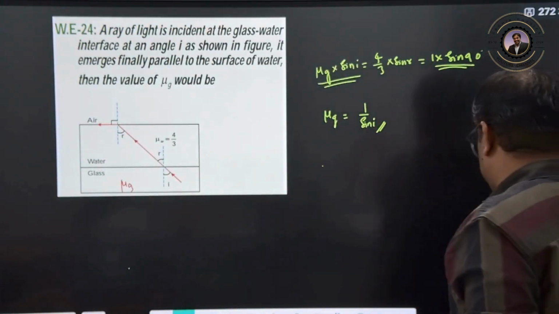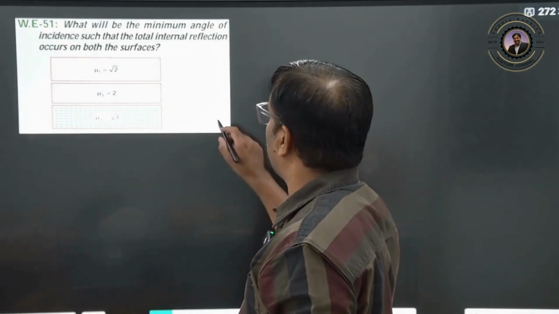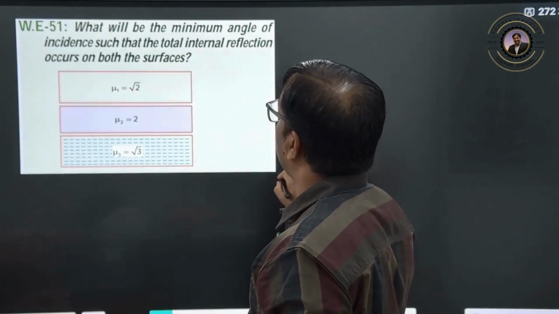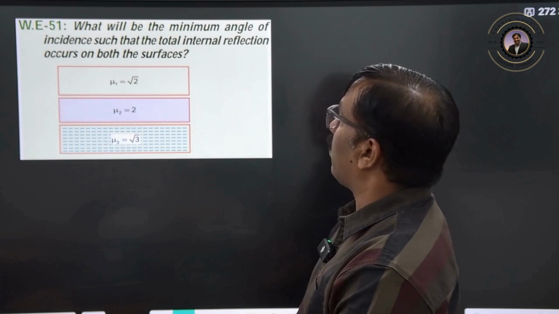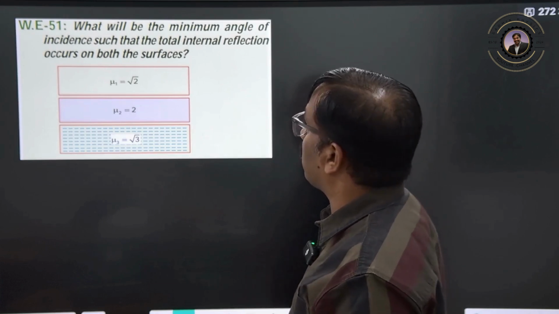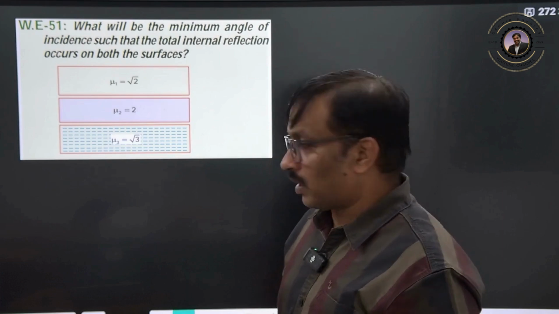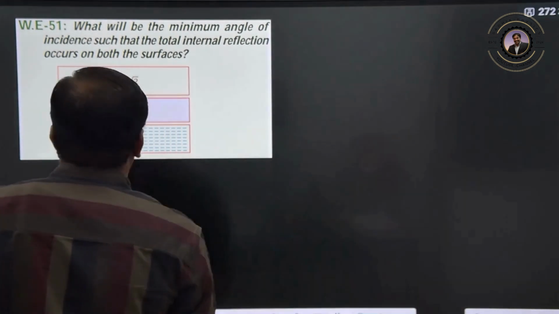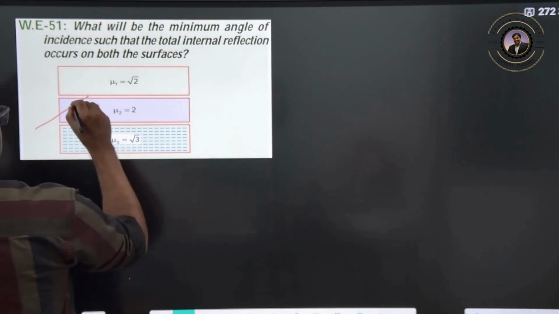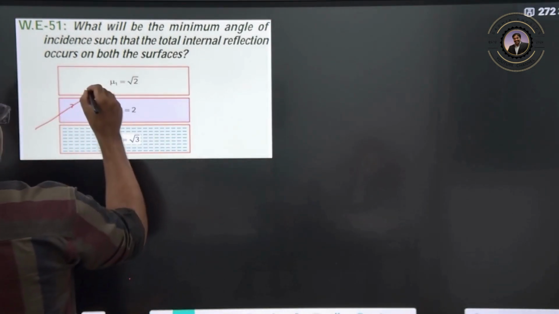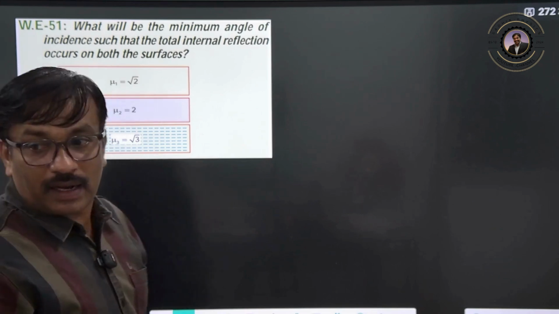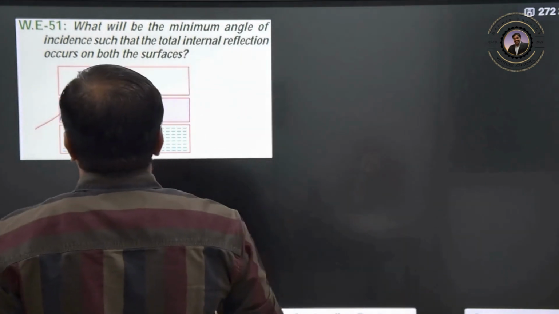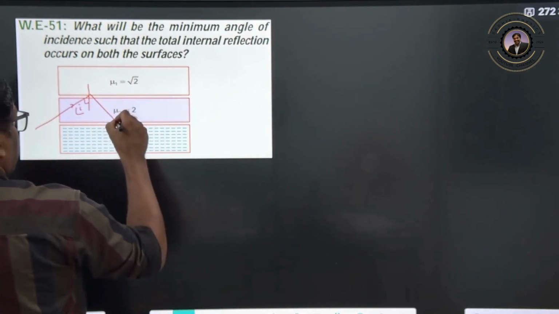We will see one question. Right. What will be the minimum angle of incidence such that total internal reflection occurs at both the surfaces? Right. Actually, here the complete diagram was not there. Here there is a light ray incident. Right. So we want to calculate it now. Therefore this is I. So we want to calculate it. So it will undergo total internal reflection not only here, but also here.